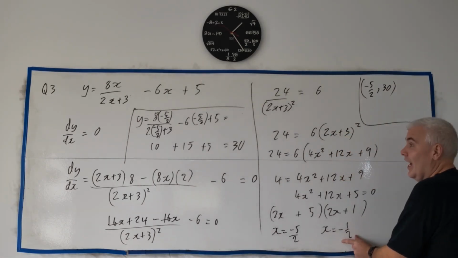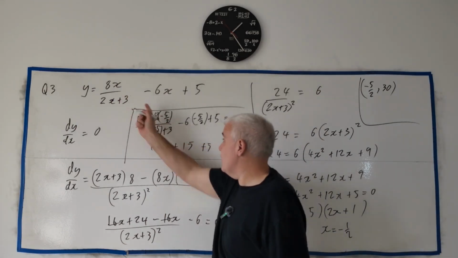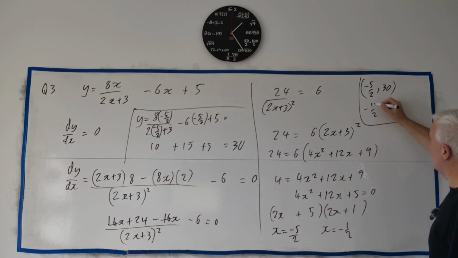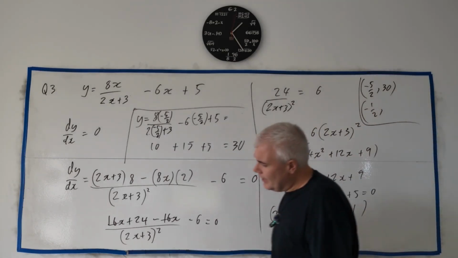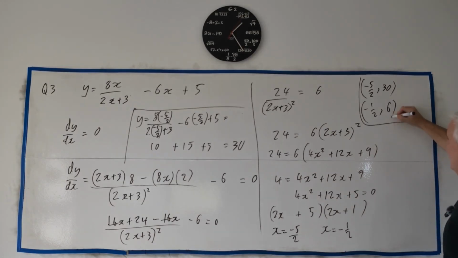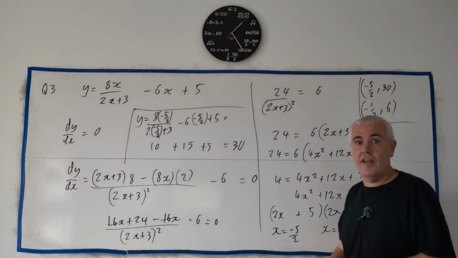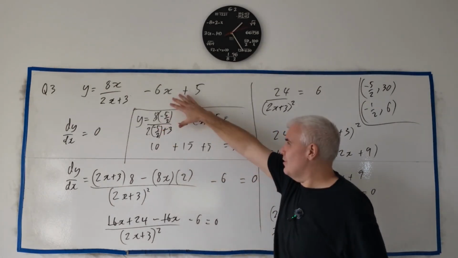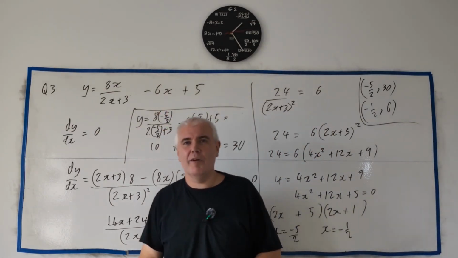Do the same here for a half, minus a half. Put minus a half in everywhere. And I'll just check my notes now and see what you get. I think it's 6. Minus a half and 6. These are your two answers to question 3. Hope you don't mind I skipped it. It's just filling in the numbers to that equation.